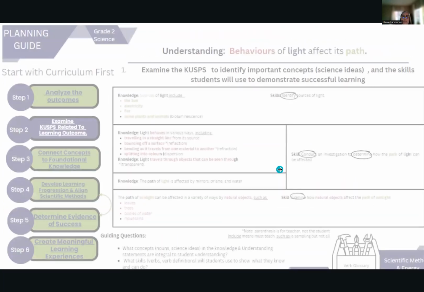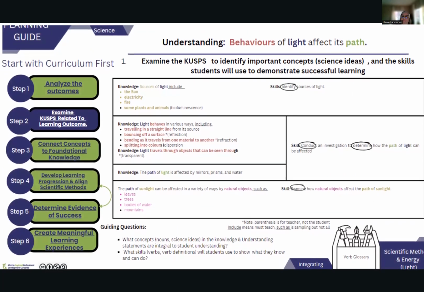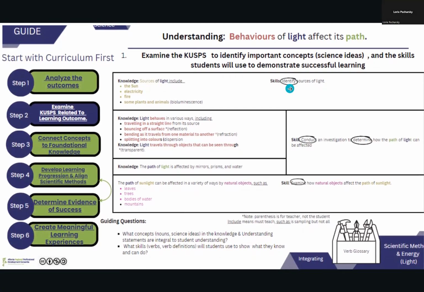Okay. You guys were on the money. Identify. Conduct, to determine, because conducting an investigation means you need to do it for a reason or a purpose. Why? To determine how the path of light can be affected. And examine. Awesome work, you guys. So our students need to identify sources of light. They need to conduct an investigation to determine the path of light, and they need to examine.